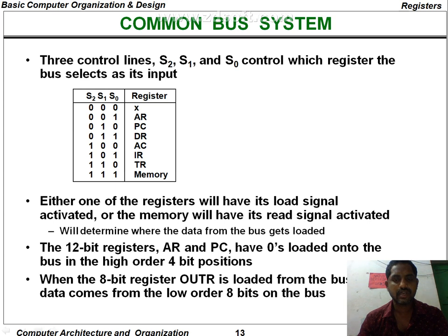Either one of the registers will have its load signal activated, or the memory will have its read signal activated. See, this is where the data from the bus gets loaded. So we have these different types of load operations.